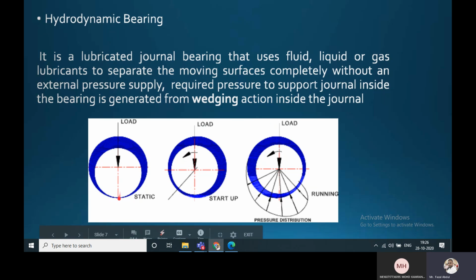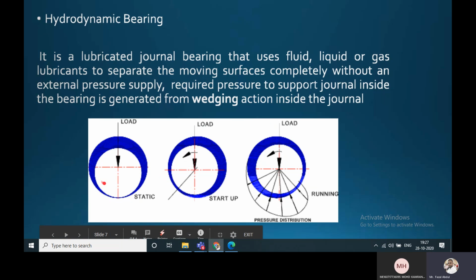What happens if we separate these two things? Smooth operation we can expect. So for that reason we are using lubrication. Totally, with the help of lubrication only we are keeping the parts separate. Such a type of bearing is known as a hydrodynamic lubricated bearing. Now, how is it going to separate without any external elements? This phenomenon is known as wedge film lubrication.